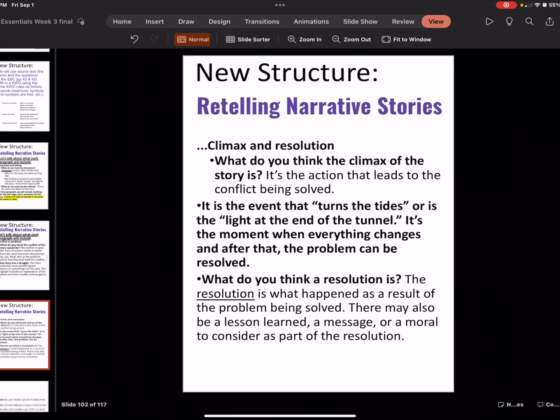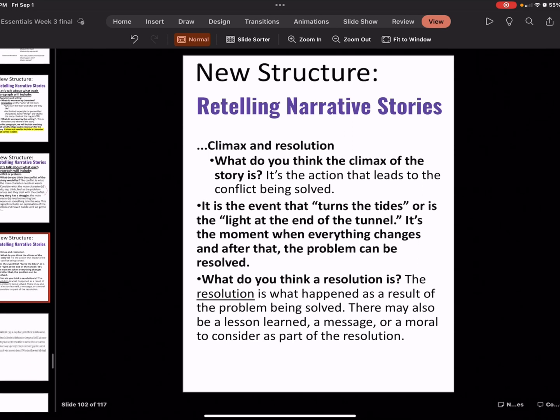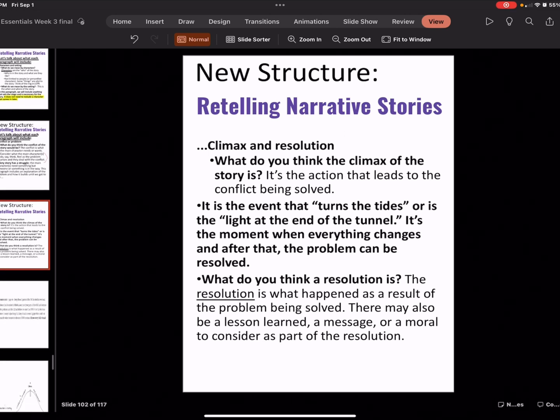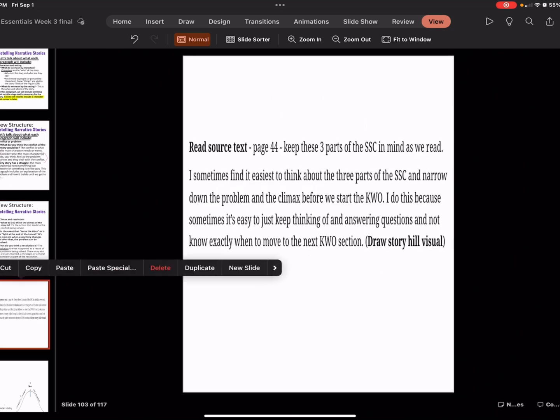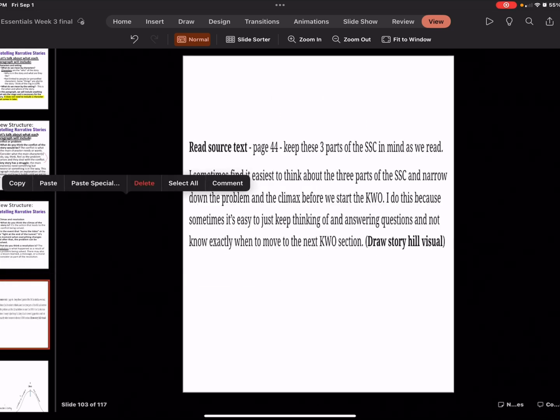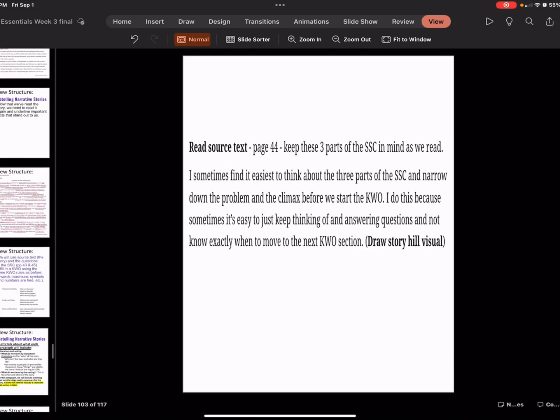Your keyword outline will have the most important points of the climax and resolution. Again, you're not fleshing it all out in that keyword outline. That happens later when you're rewriting and putting it in paragraph form. So read source text page 44. Keep these 3 parts of the SSC in mind as we read. So we've already read our passage.